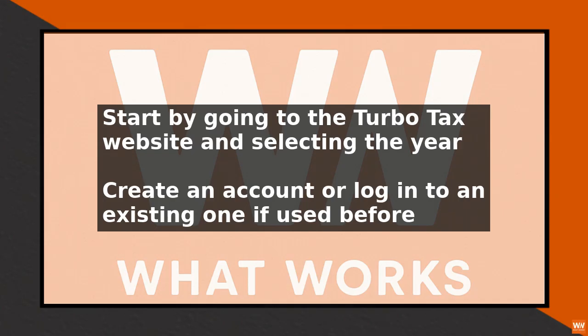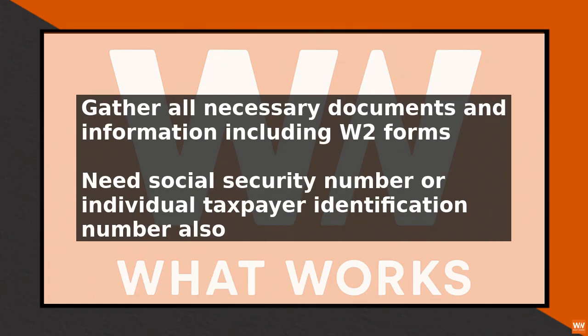Next, you will need to gather all the necessary documents and information, including your W-2 forms, 1099 forms, and any other relevant tax documents. You will also need your Social Security number or individual taxpayer identification number, as well as your spouse's if you are filing jointly.